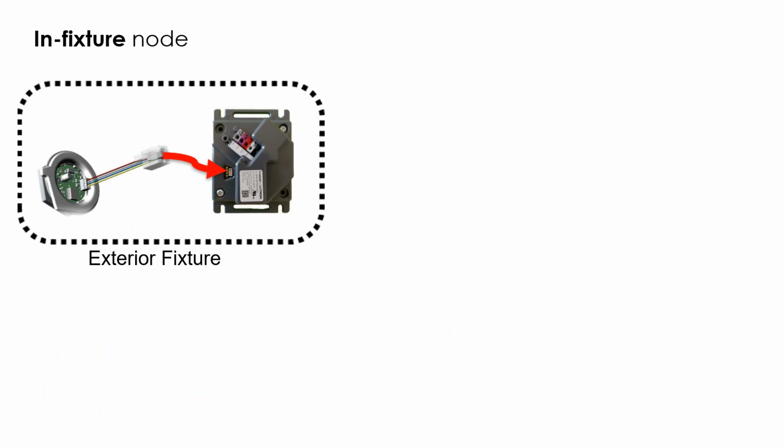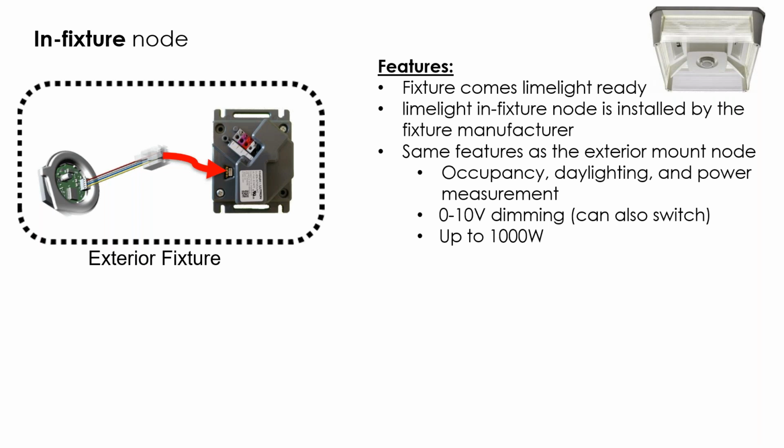The third component out of 3 in the Limelight system is the interior or in-fixture node. Now, this is frankly what I would recommend and I would prefer. The reason why is this is installed directly into the fixture by the fixture manufacturer. This image in the upper right here is a Cree fixture that has Limelight built in. And you can see in the center of that picture, right here where my mouse is, that the sensor is facing down to detect occupancy.